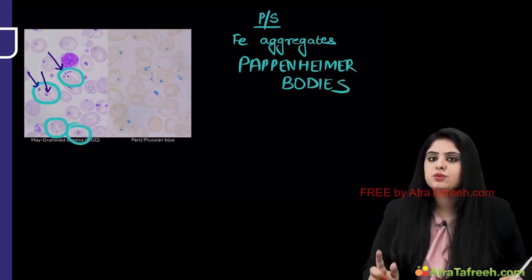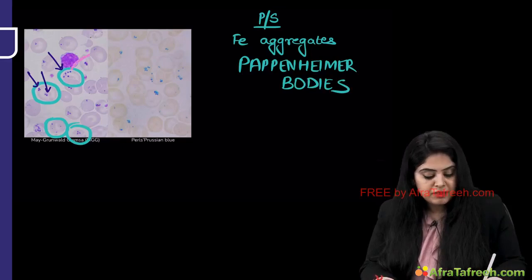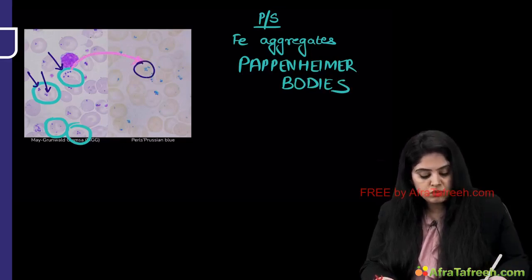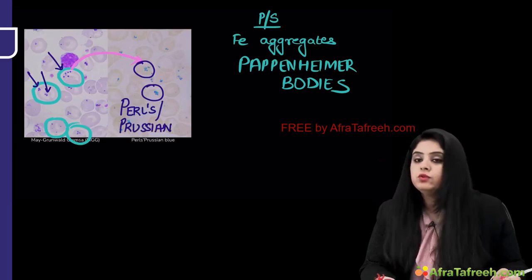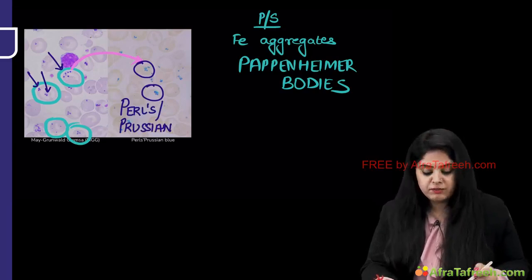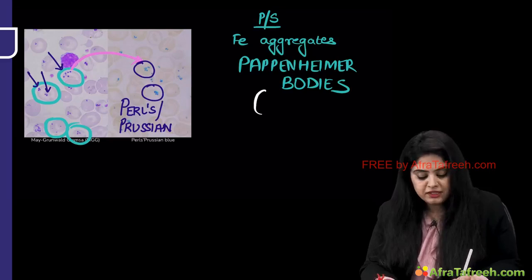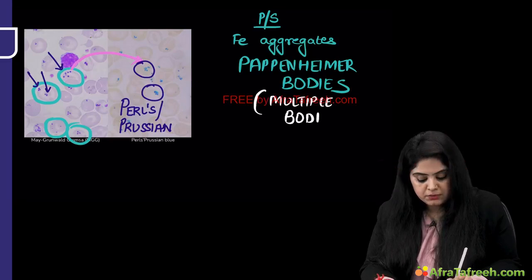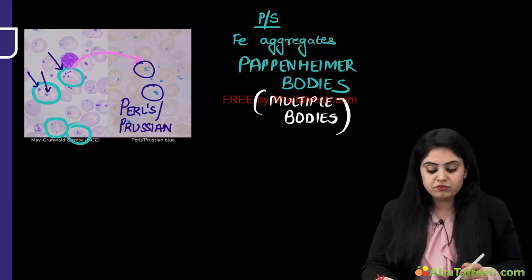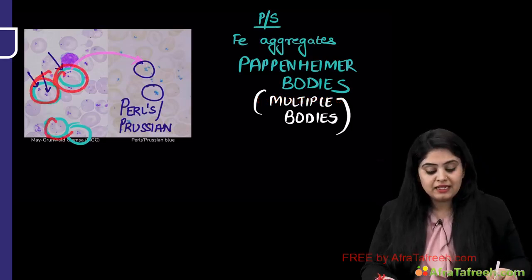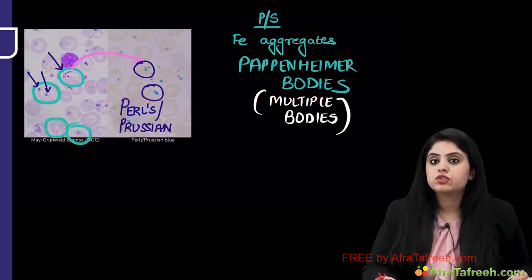You don't trust me? You want to prove that? How would you prove that? These Pappenheimer bodies will be shown by which stain? I will stain them with pearls or Prussian blue. If you want to prove that this is definitely made up of iron, you will use pearls or Prussian blue staining. So please remember that Pappenheimer bodies, are they single or multiple? They are multiple bodies that you notice, and these multiple bodies are the iron aggregates, and if I want to prove them, I am going to go ahead with pearls or Prussian blue.